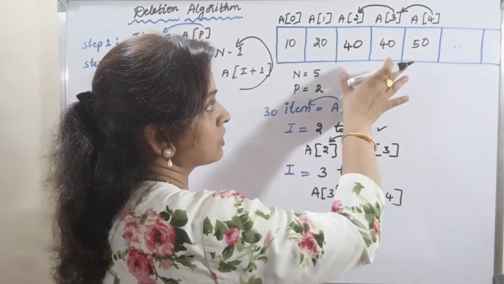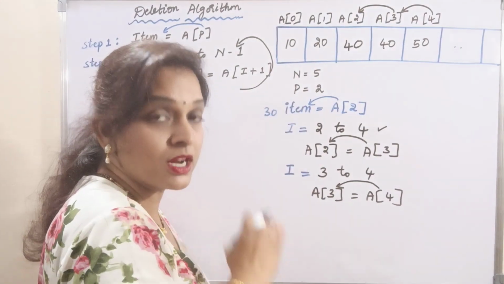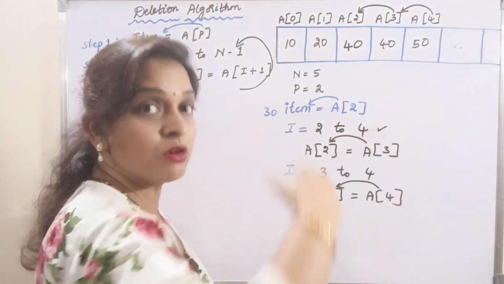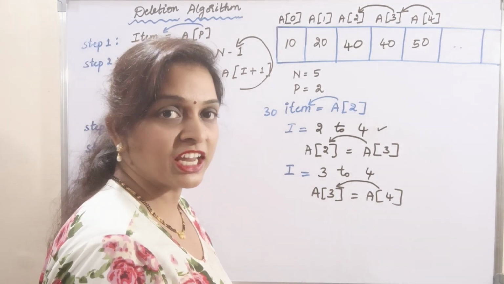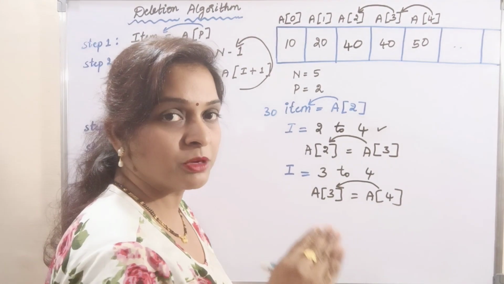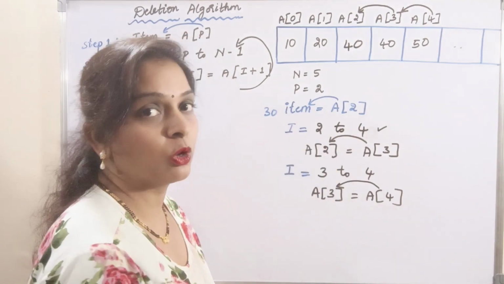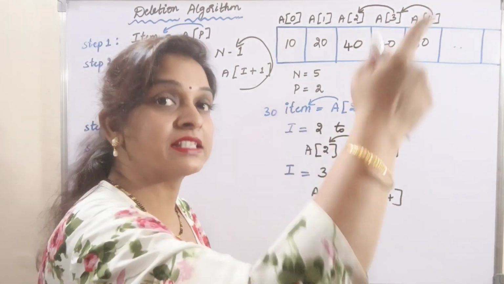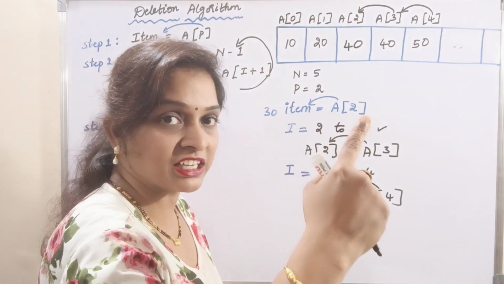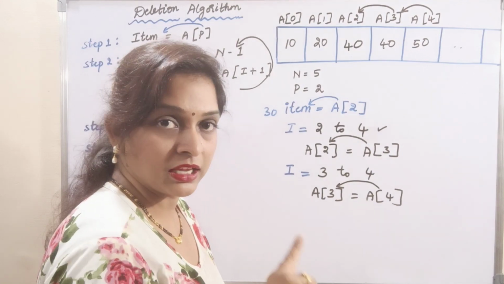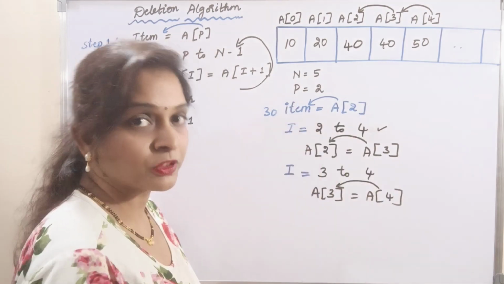So you can make out here that the elements are shifted to lower order. In deletion, elements are shifted to lower order. In insertion, elements are shifted to higher order. Maybe all these questions could be asked in the viva. When we do the insertion operation in the array, the elements are shifted to higher order. When we do the deletion, the elements are shifted to lower order. In insertion, array size increases. In deletion, array size decreases.